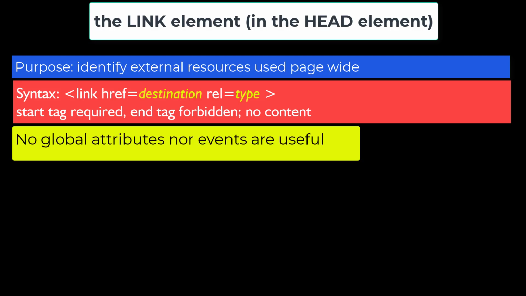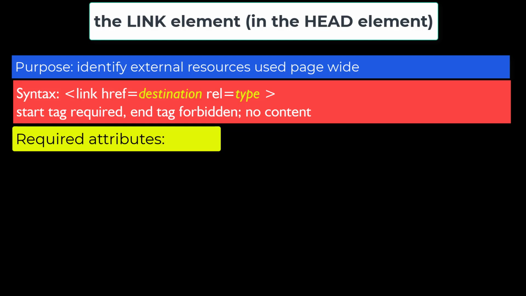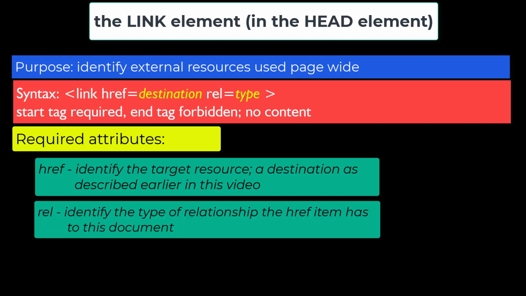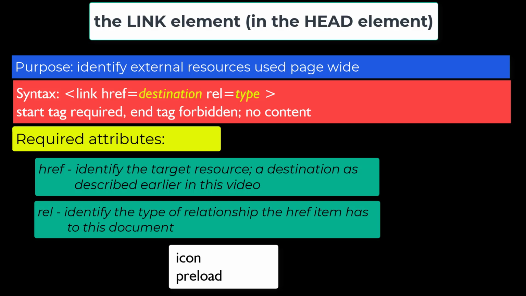No global attributes nor events are useful, but there are required attributes. href identifies the target resource, a destination as described earlier in this video, and rel identifies the type of relationship the href item has to this document. There are multiple possibilities. However, for this lesson, we only mention two: icon and preload.